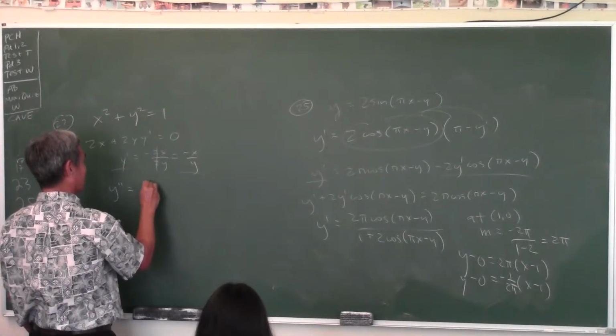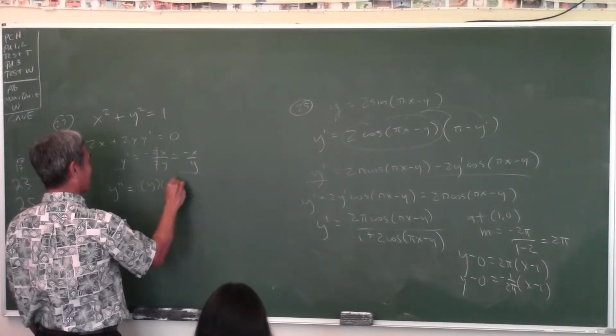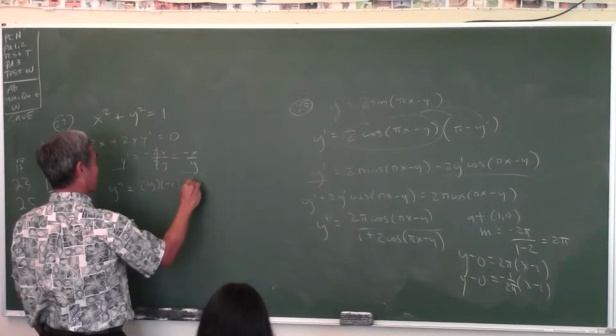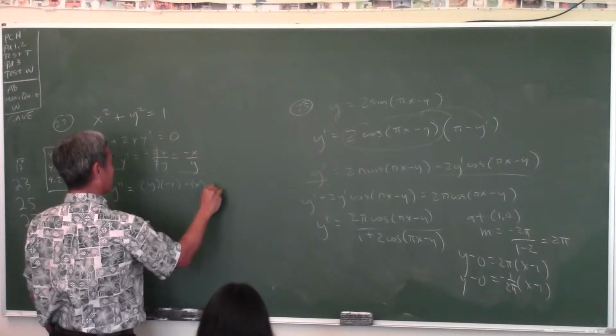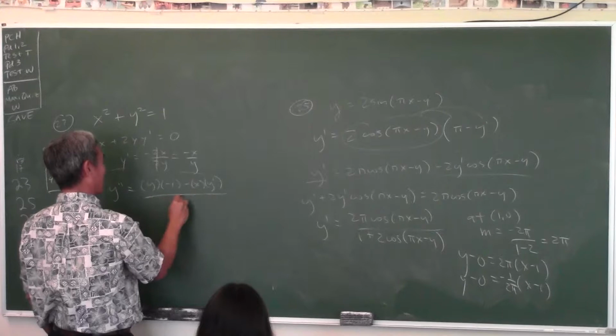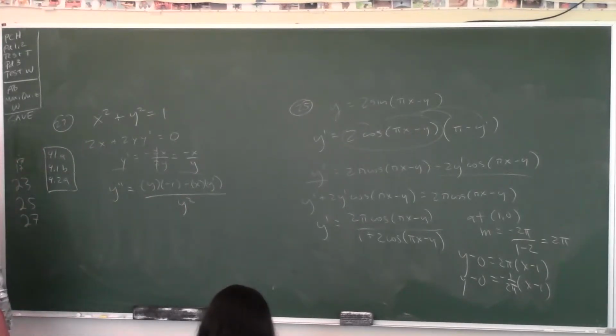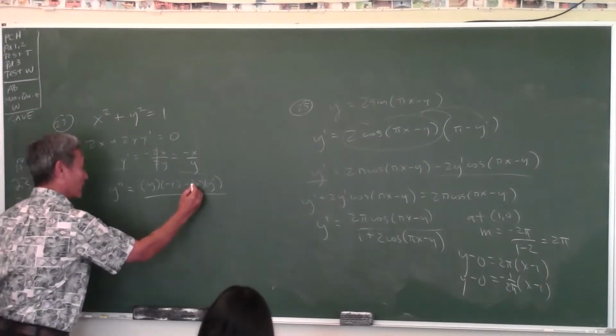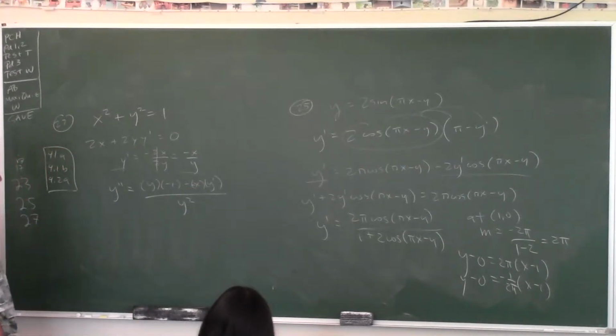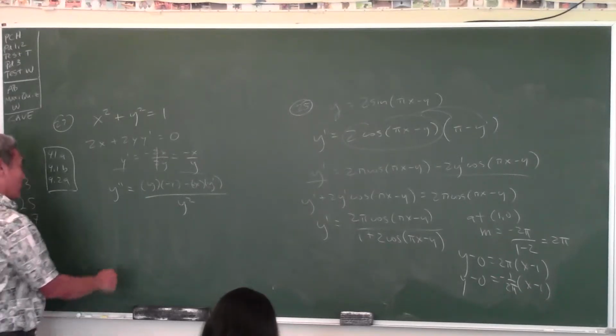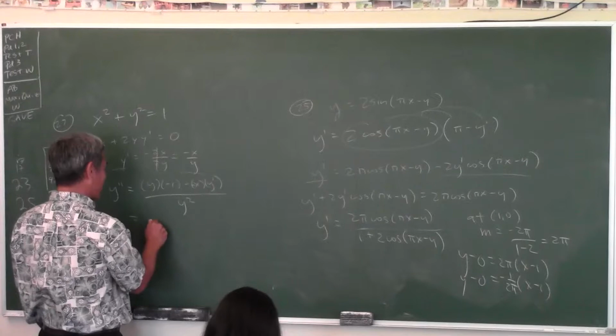y times negative 1 minus negative x y prime, over y squared. That is correct. Low d high minus high d low, all over the denominator squared. Okay, so now it's easy, but what is the problem here?